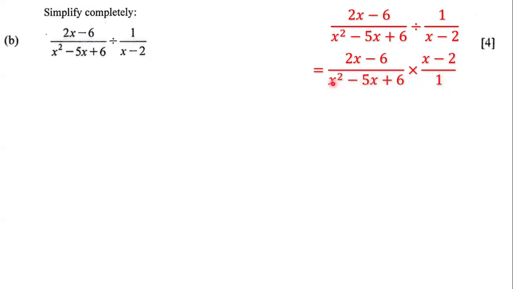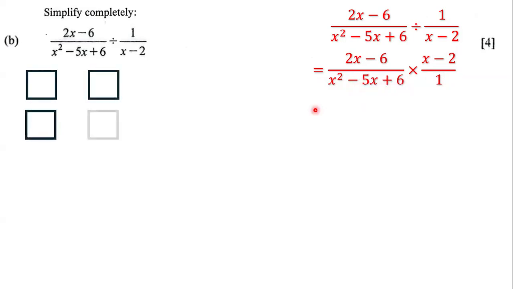Next, we are going to factorize this particular expression. So we have x squared minus 5x plus 6. Notice that we have -5 here and we have +6 here. And so we ask ourselves, what two numbers can we use that when we add them, we get -5, and when we multiply them, we get +6?